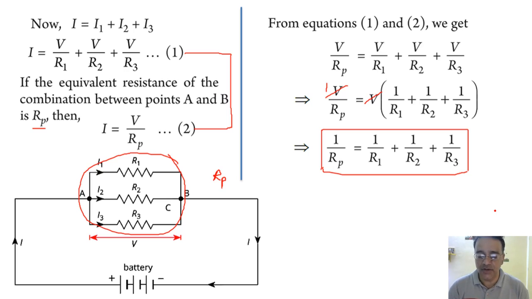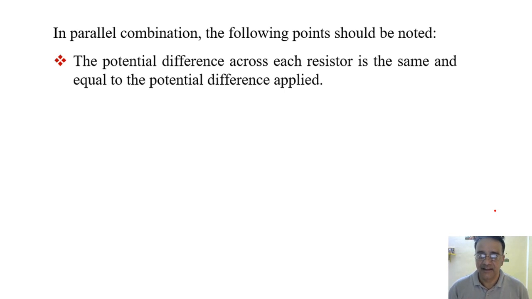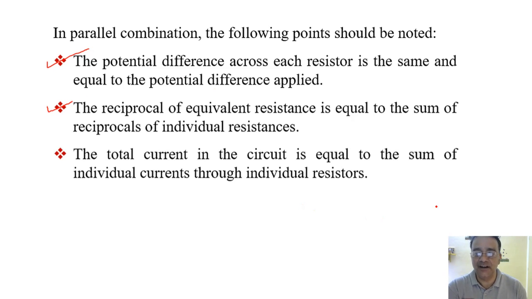Okay, so now here also you have to keep in your mind some very important points. The first one is that the potential difference across each resistance connected in parallel is the same. The reciprocal of the equivalent resistance is equal to the sum of the reciprocals of the individual resistances. That is, 1 upon Rp is the sum of 1 upon R1, 1 upon R2, 1 upon R3. Now the third point is that the total current in the circuit is equal to the sum of the individual currents through the individual resistances, that is, I is equal to I1 plus I2 plus I3.